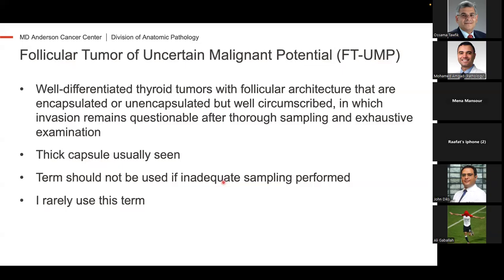This is where the new term, uncertain malignant potential, comes in. And the definition in the WHO says well-differentiated thyroid tumors with follicular architecture. This is called FT-UMP. So it has follicular architecture, it's encapsulated, and invasion remains questionable after thorough sampling and exhaustive examination. Again, if you sampled it really well and you're still not sure, this is a good time to use the uncertain malignant potential category.